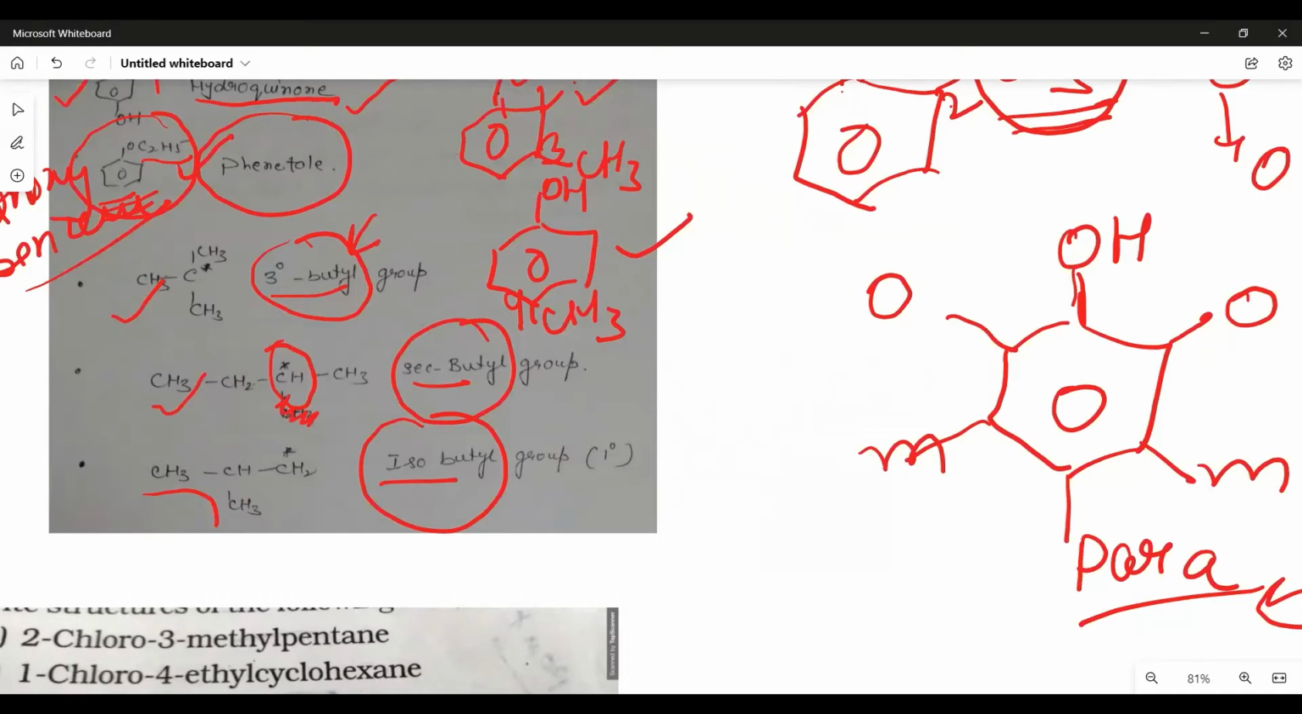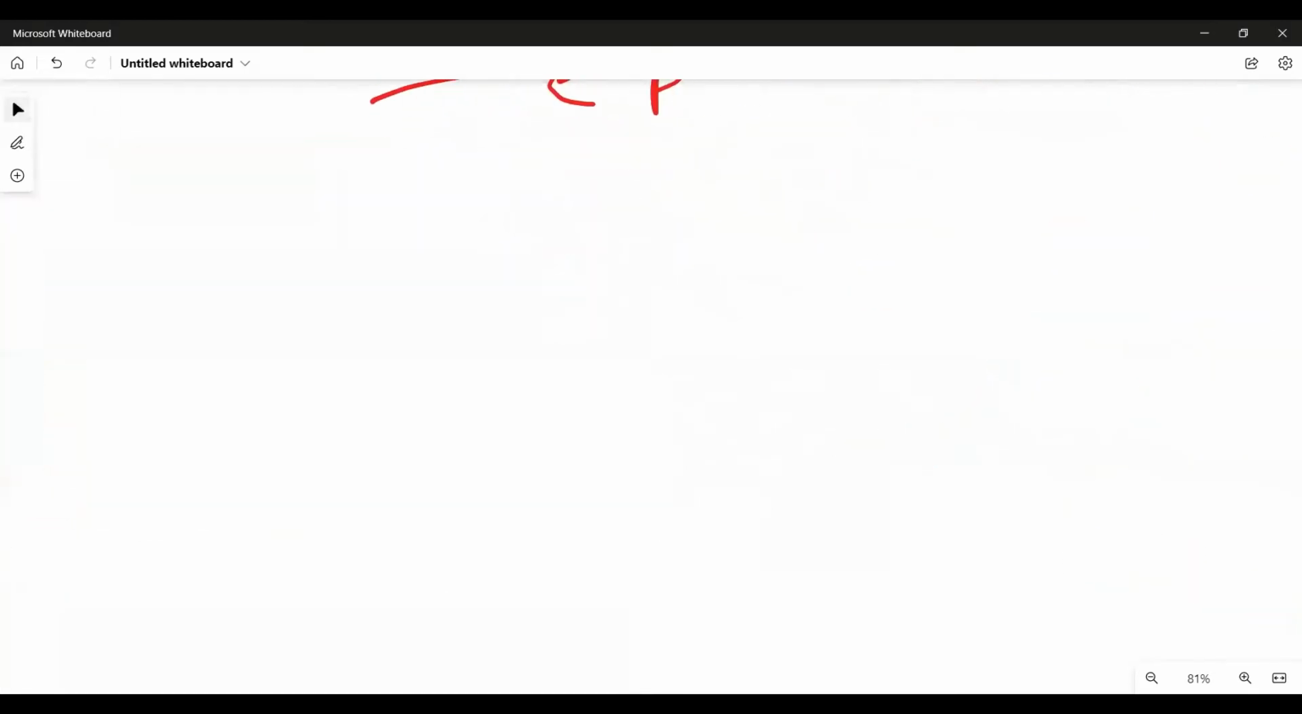See, how can we use these groups? Suppose you want to write down tertiary butyl alcohol. Then you have to write down OH over here.